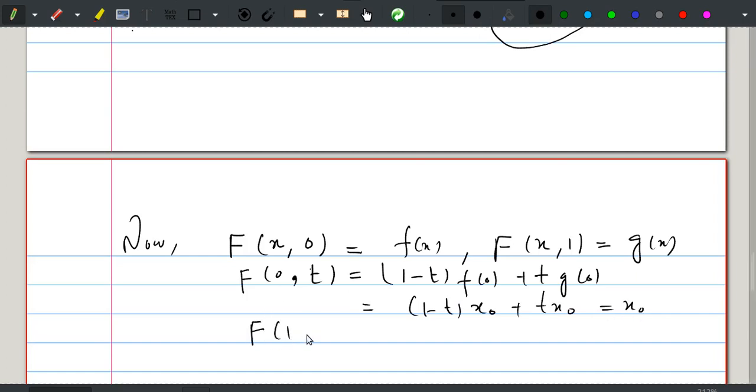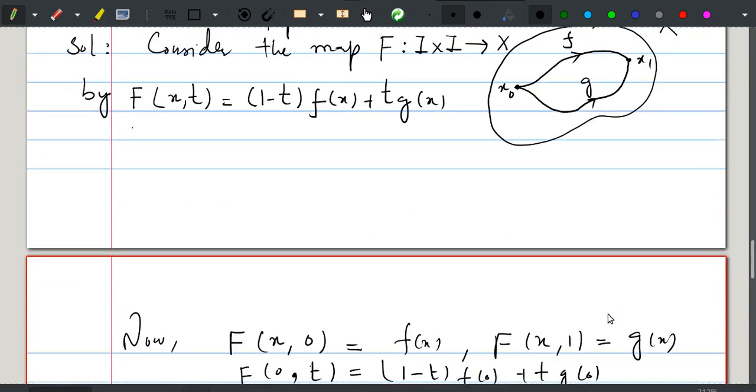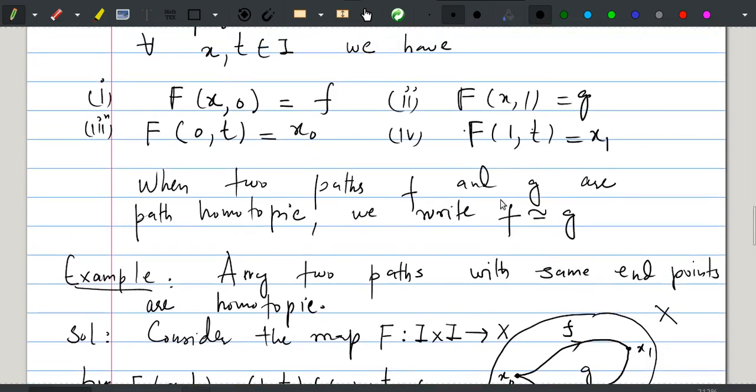And F of (1, t) is (1 minus t) times f of 1 plus t times g of 1. Now both f of 1 and g of 1 are equal to x1, so this is (1 minus t) x1 plus t x1, so this is x1. So one can notice here all these four conditions are satisfied.